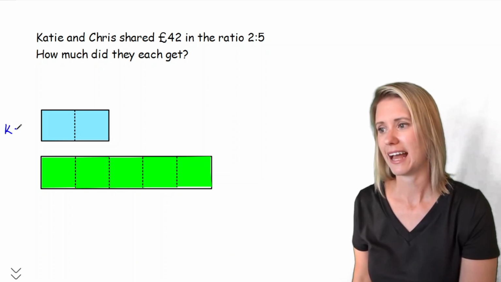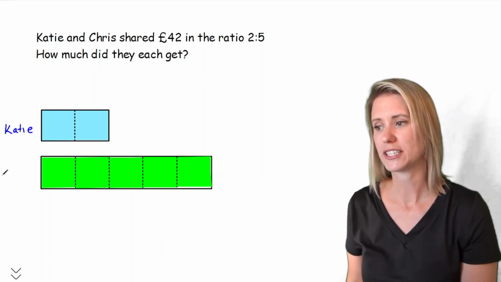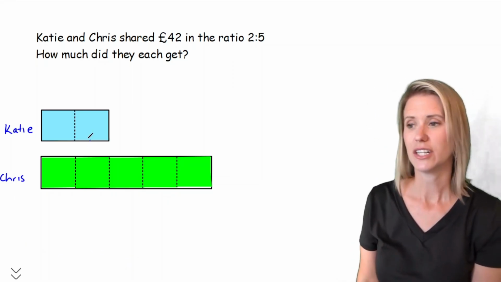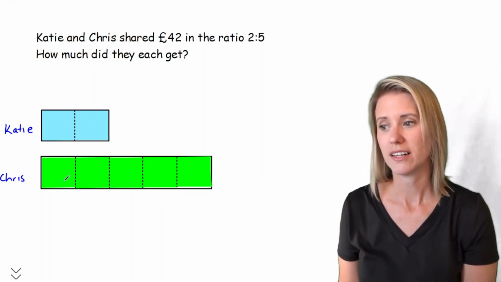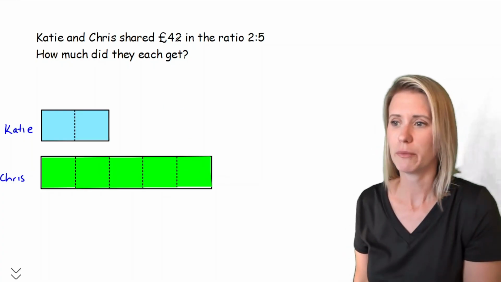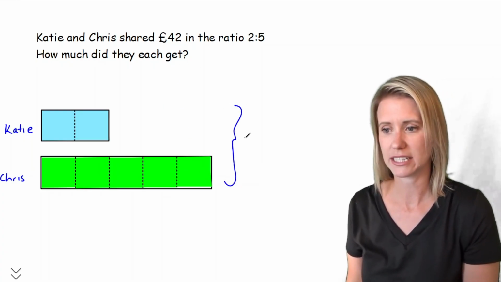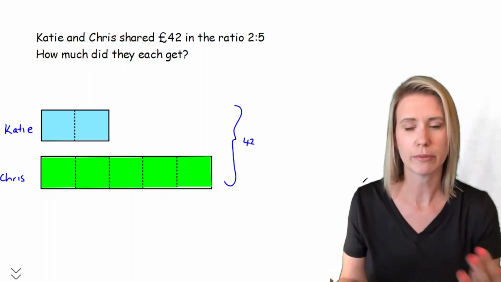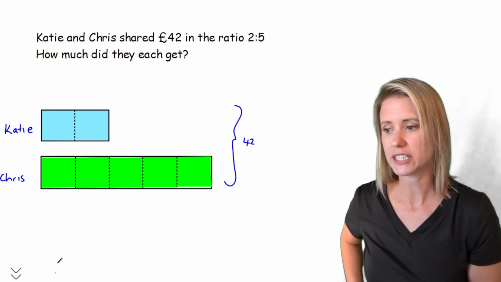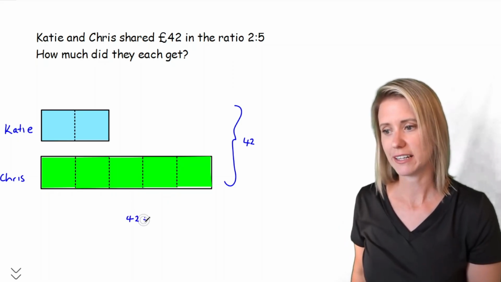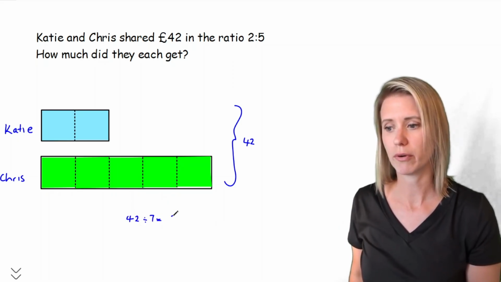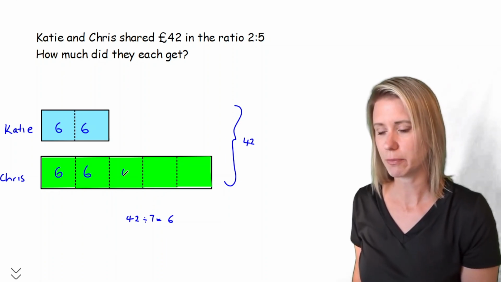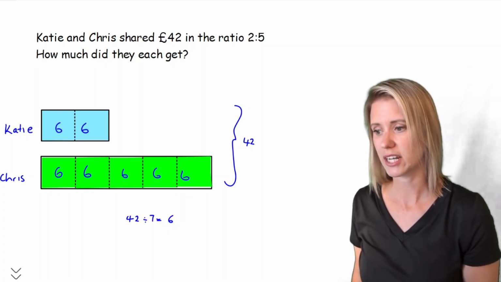Katie and Chris share £42 in the ratio 2:5. How much did they each get? Okay, so Katie is the 2 part, Chris is the 5 part, and we're sharing £42 in total. So that £42 is being split into 7 equal boxes, which is why we need to do 42 divided by 7 to find out what's in one box, and each one is equal to 6.